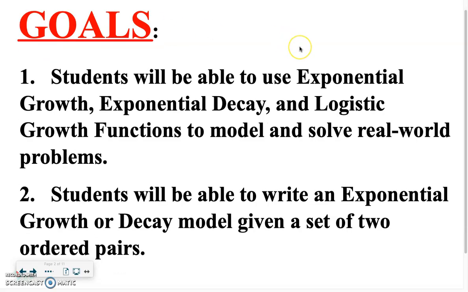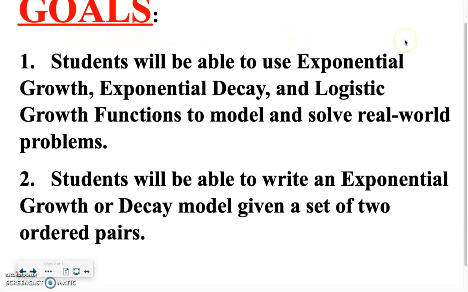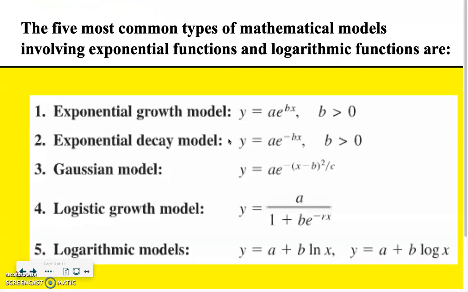The goals that we have in mind for today: Number 1, students will be able to use exponential growth, exponential decay, and logistic growth functions to model and solve real-world problems. Number 2, students will be able to write an exponential growth or decay model given a set of 2 ordered pairs. I'm going to be honest with you, about 99% of our focus is going to be on that first goal. We're just going to mention or talk about the second, but that's not something that you're going to be tested over. We're going to be testing quite a bit actually next week over goal number 1.